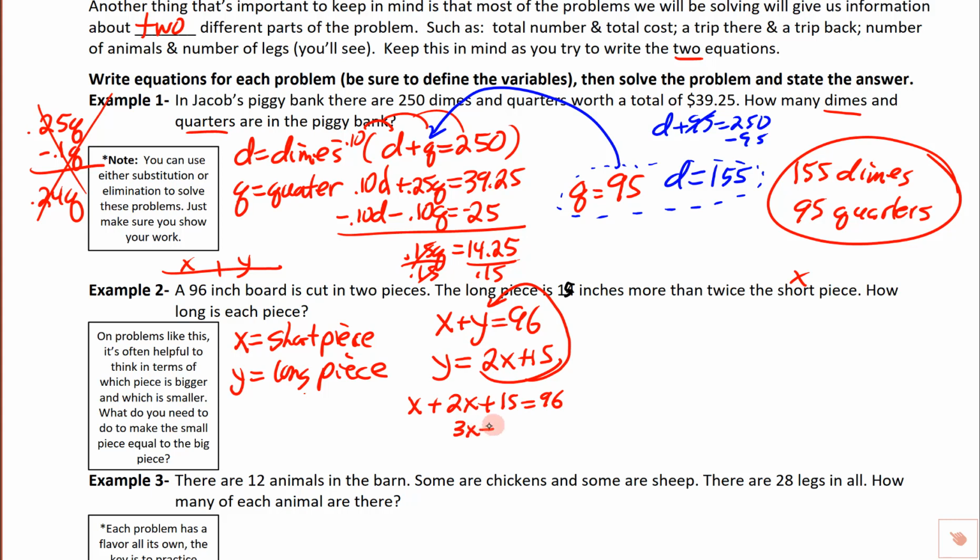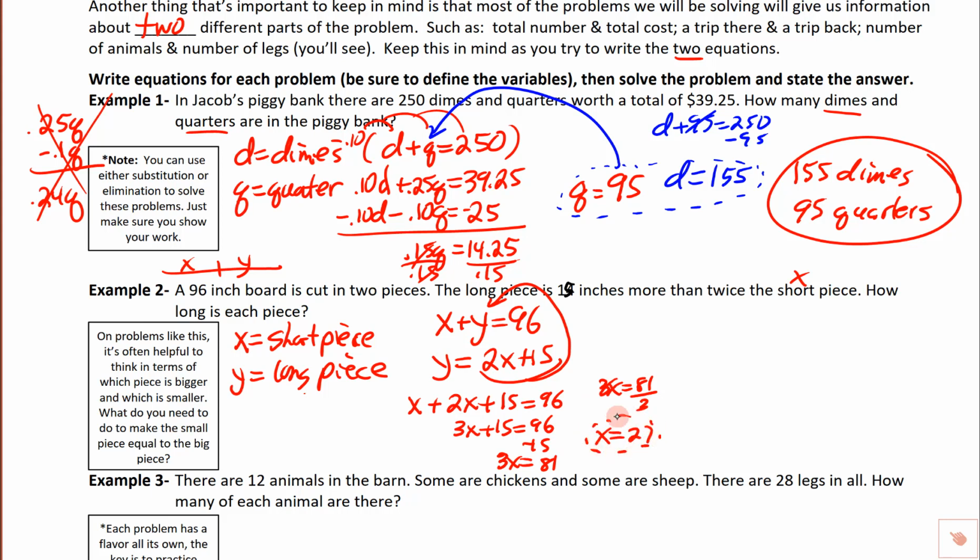So we've got 3x plus 15 equals 96. We're going to subtract the 15 from both sides, so we get 3x equals, and we get 81 over here. So we're going to take 3x equals 81, and we're going to divide by 3, so we get x equals 27. So we know what x is.